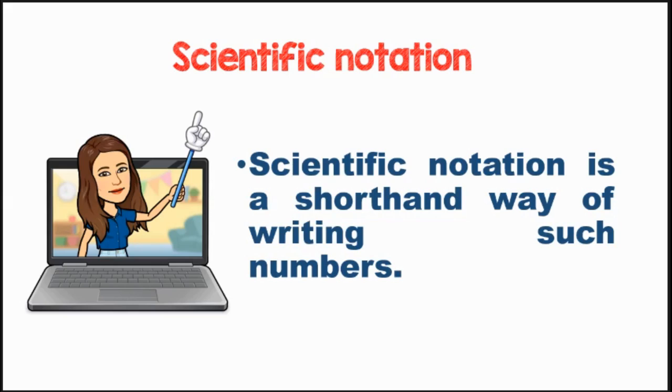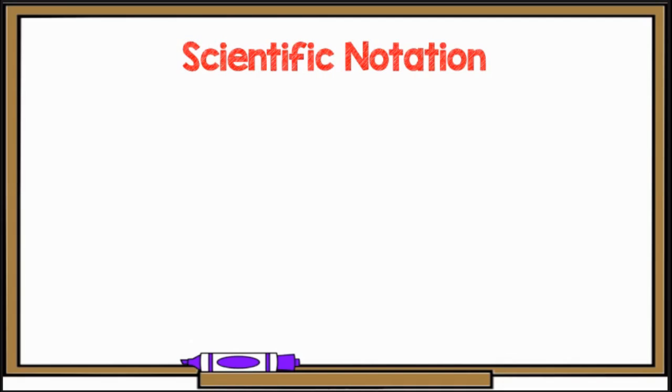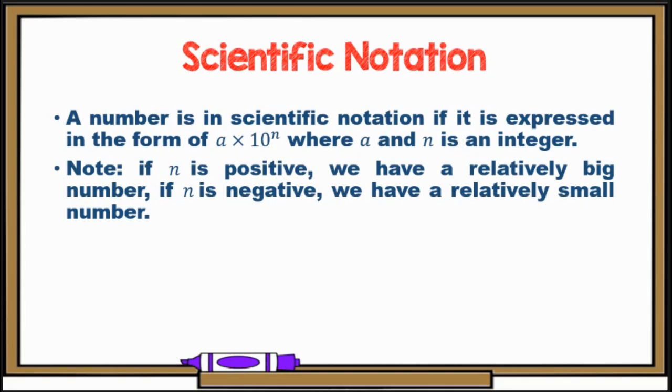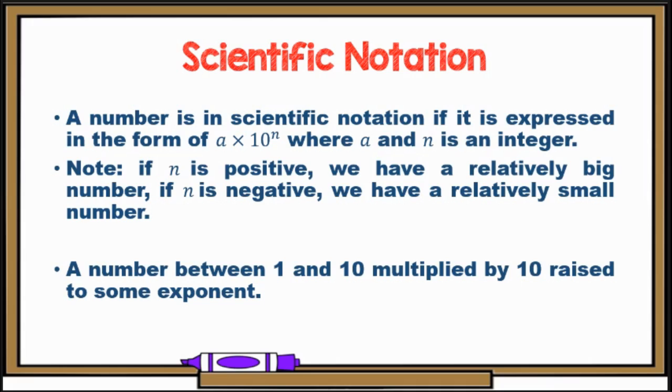Scientific notation is a shorthand way of writing such numbers. A number is in scientific notation if it is expressed in the form of a times 10 raised to the nth power, where n is an integer. You have to take note of this. If n is positive, we have a relatively big number. And if n is negative, we have a relatively small number. A is a number between 1 and 10 multiplied by 10 raised to some exponent.